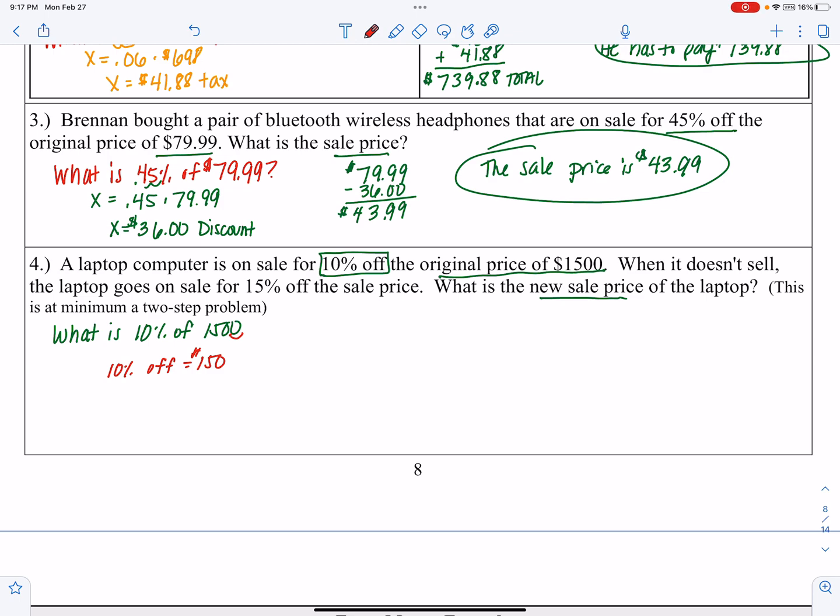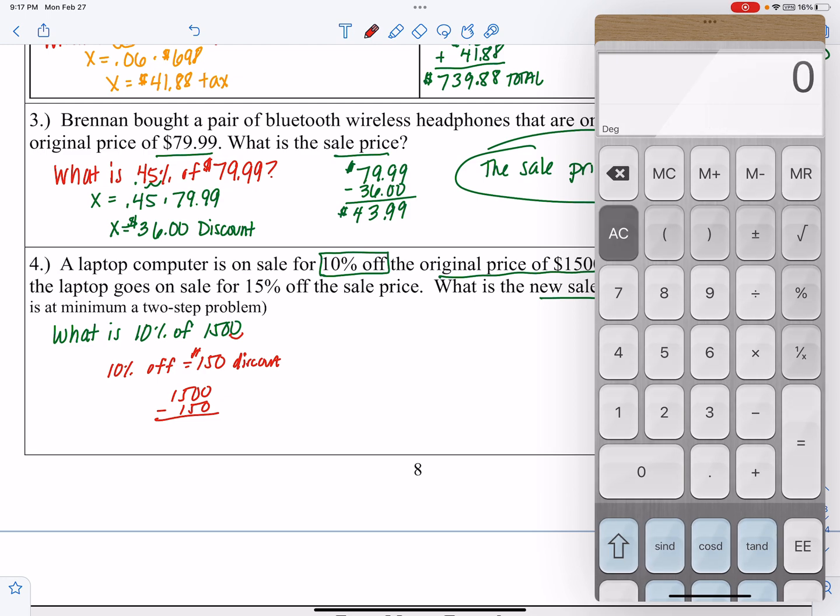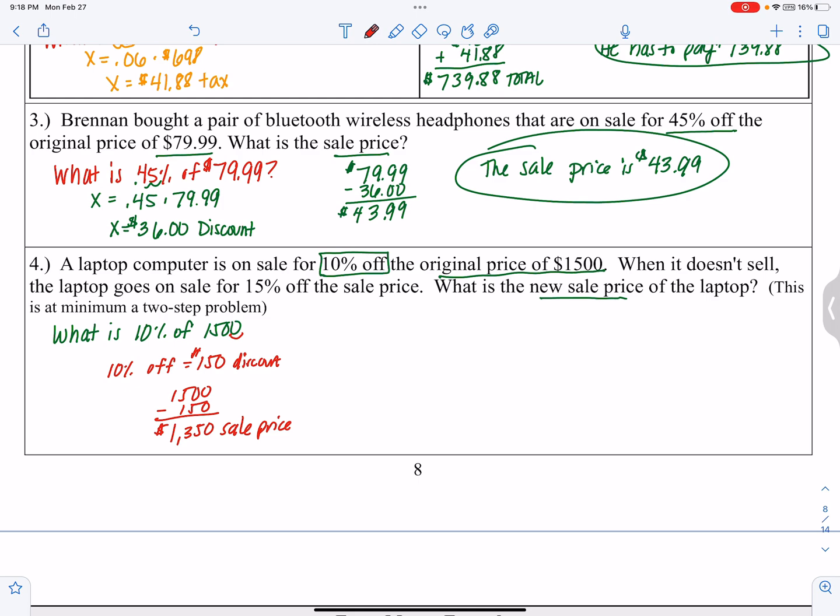Okay. And so that's how much is off, though. So you have to understand that's not the new price. It's obviously not $150. That's how much is off. Okay. So 150 discount. And so we do still need to do our 1,500 minus the discount of $150. Okay. And so when you do that math, you end up with $1,350, and this is the sale price. Okay. With the 10% off. Okay. So now remember that laptop doesn't sell.